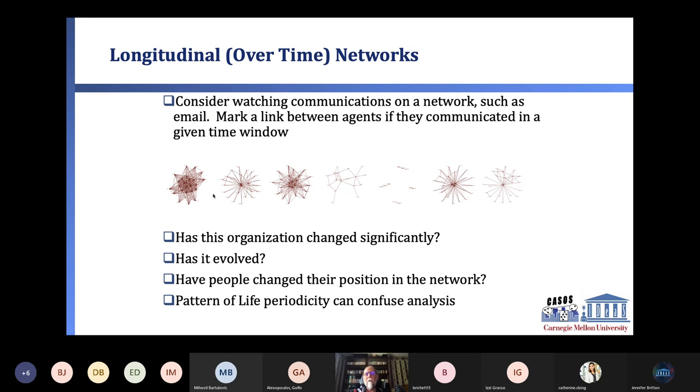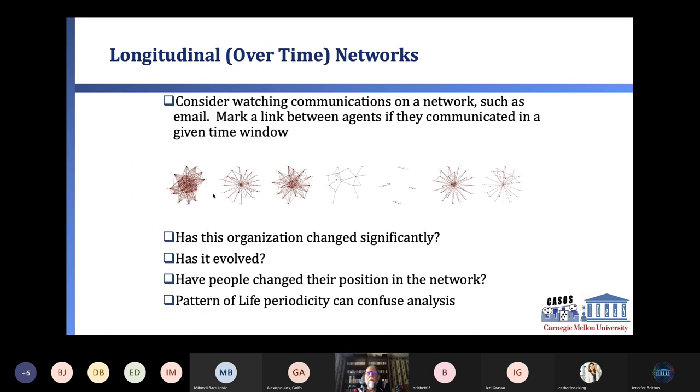It has a dramatic impact on the network structure, but it's got nothing to do with the sudden change in the underlying organization. So we have to learn how to ignore it in our analysis if we want to be able to detect changes in the underlying organization at short timescales compared to these periodicities. We'll talk more about that.